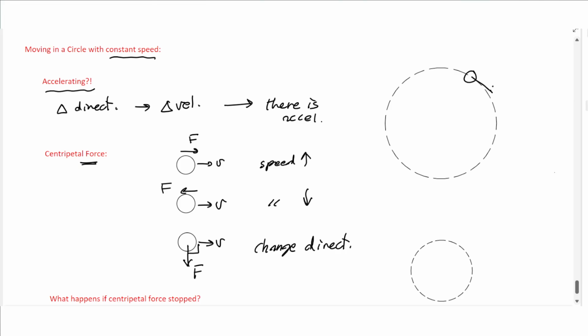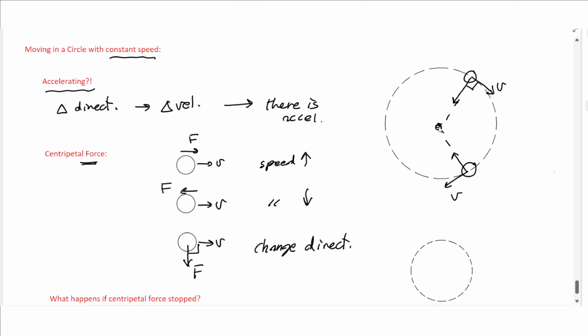So many times you are required to say or draw an arrow for an object moving in a circle, and this is the velocity, it's tangent to the circle, and you're required to draw an arrow to represent the resultant force on the object. It is perpendicular to the velocity. And if you draw several arrows that are perpendicular to the velocity along this circle, these arrows will always point towards the center of the circle.